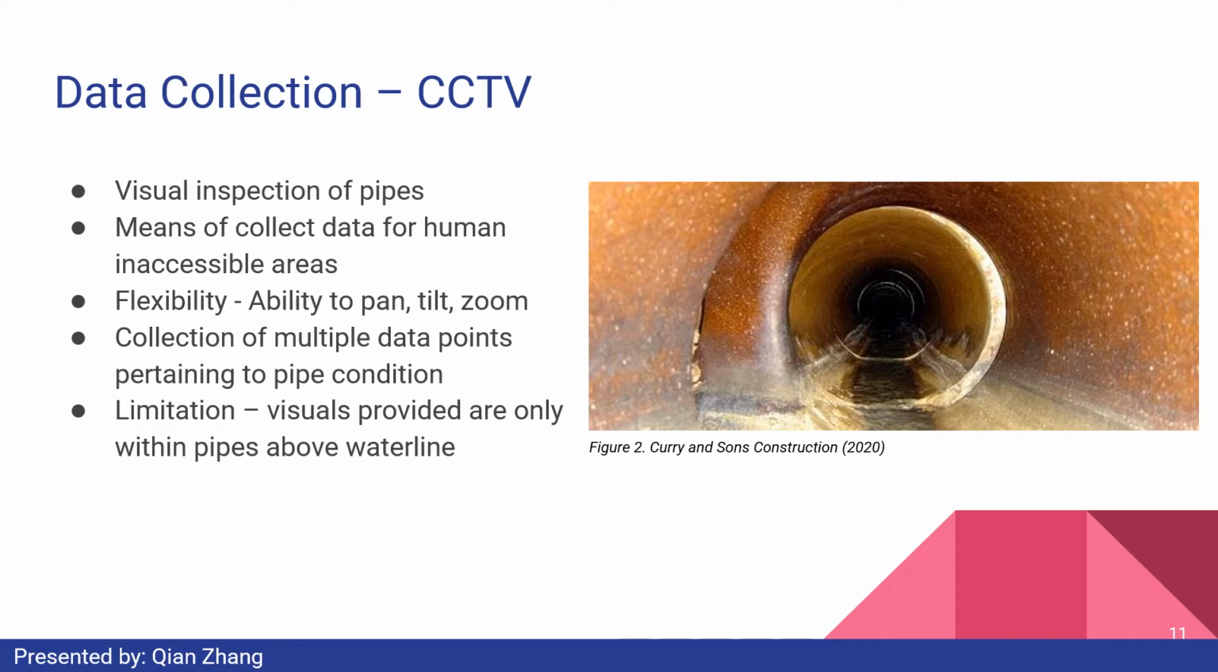First, CCTV cameras can be utilized to provide a visual inspection of the pipes for the operators. They're able to be deployed at locations that are inaccessible by humans. This technology also allows panning, tilting, and zooming, which further enables the operator with the flexibility to determine the area of interest.